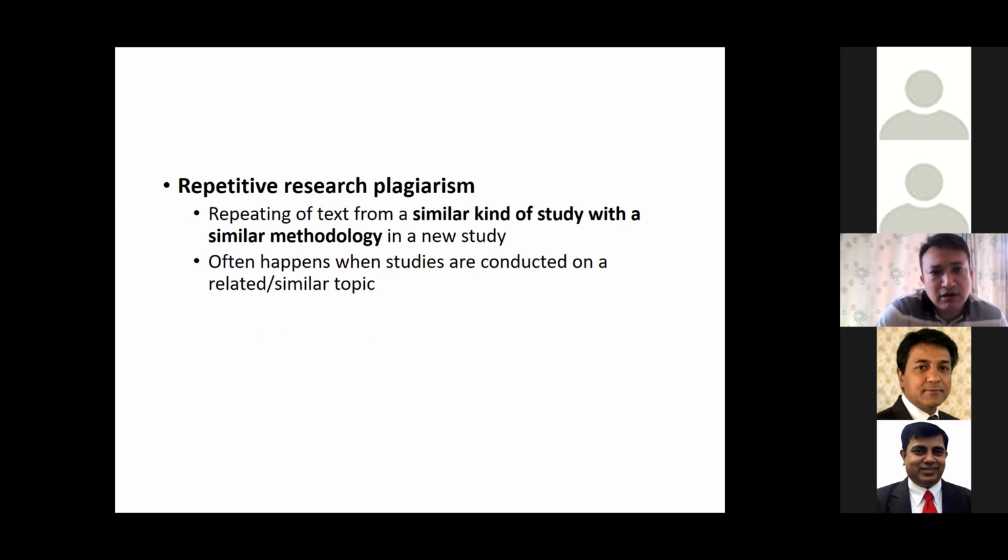Another plagiarism is repetitive research plagiarism. It means repeating the text from a similar kind of study with a similar methodology in a new study. And it often happens when studies are conducted on similar topics or similar themes. For example, if you have studied the prevalence of vitamin D deficiency in an Eastern Nepal hospital, this is a kind of study which we got from one of the journals.